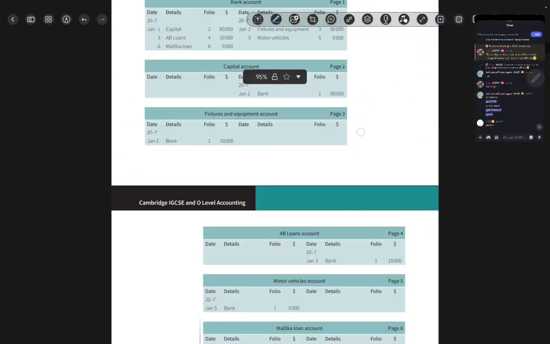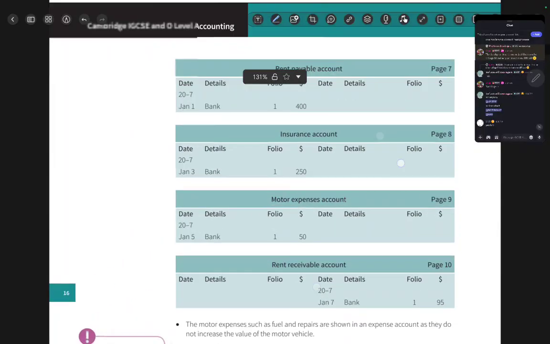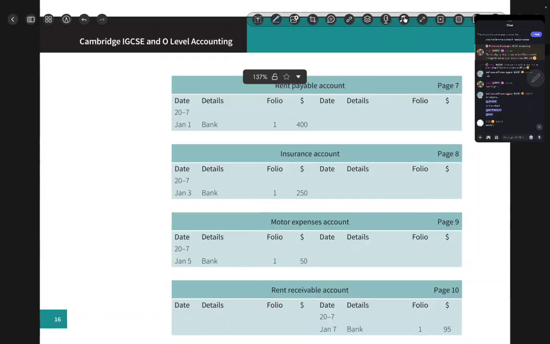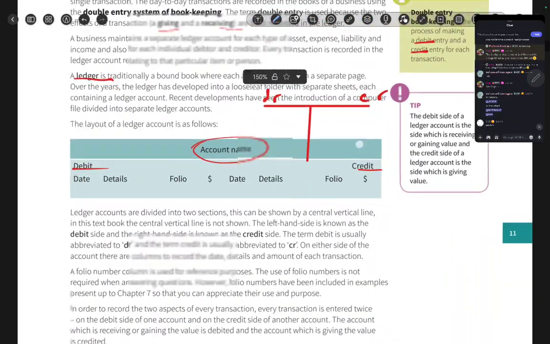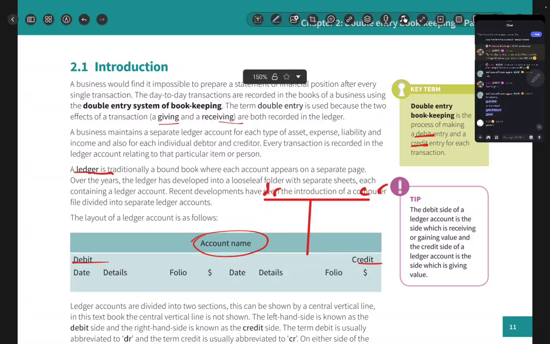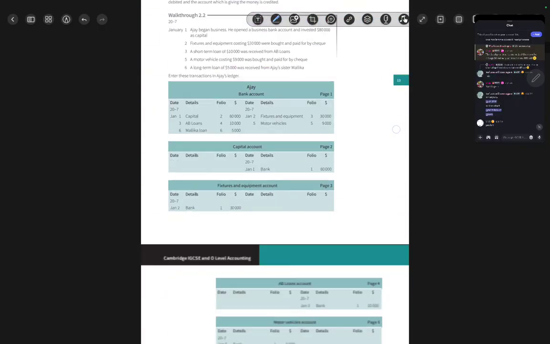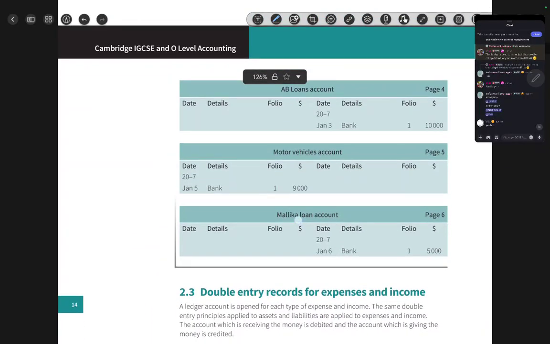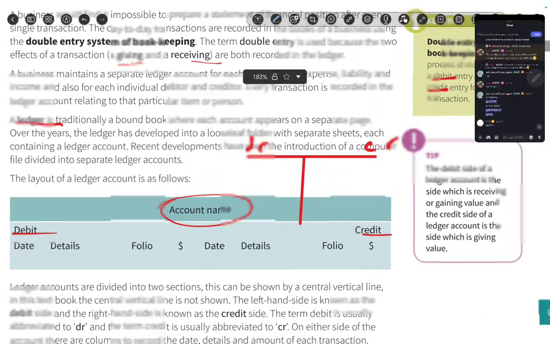If you have a look down below, you see rent payable account, insurance account, motor expense account. Each of them has a separate account. We'll look into it further. Liability is something we owe, and each one of them will have a different account. They have here a loan account: we take a loan from this person and we make a different account for them. This person is a liability to us.